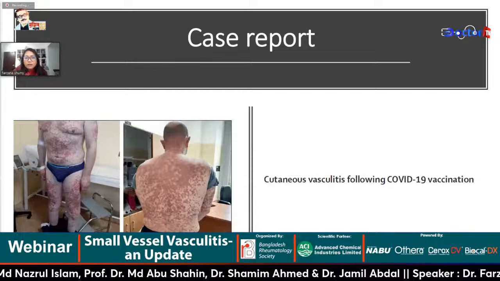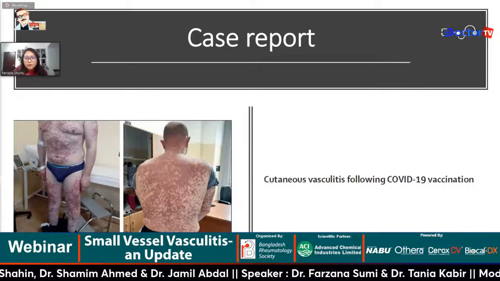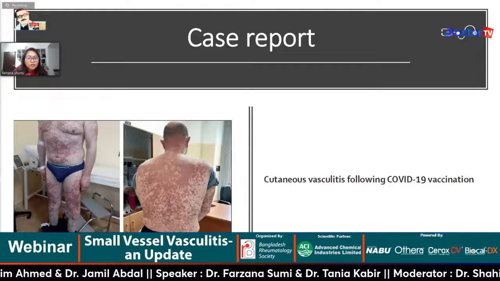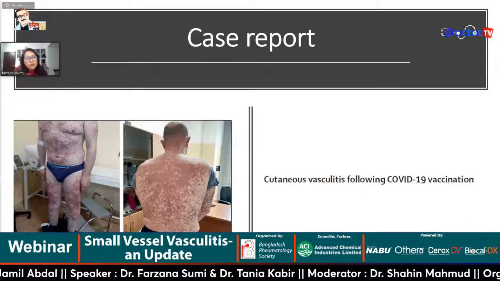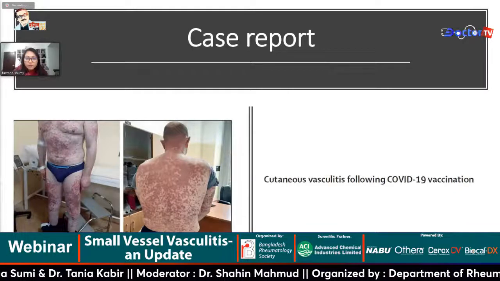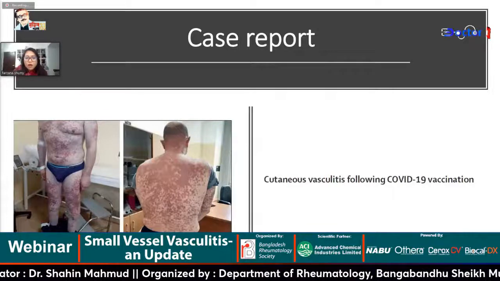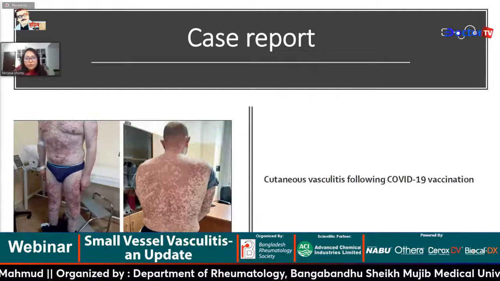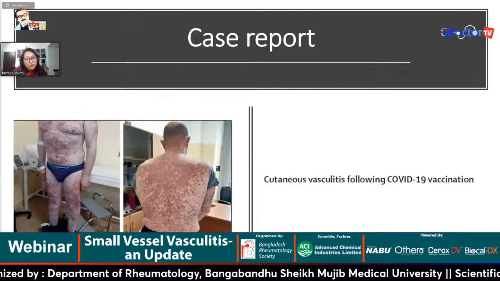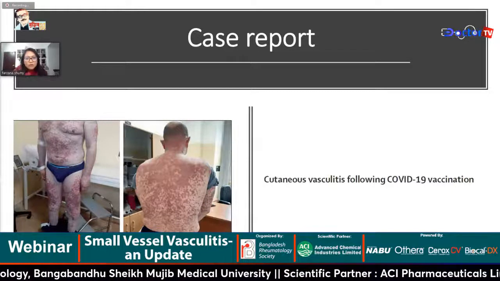So this is the last case. This is a case report published in 2021. Cutaneous vasculitis. This gentleman developed it following COVID and vaccinations, and they evaluated all the other causes of cutaneous vasculitis. No family or personal history of vasculitis. All autoantibody profiles were negative, and they did a biopsy and found leukocytoclastic vasculitis, and they treated the patient with steroids. So this is the last case scenario.